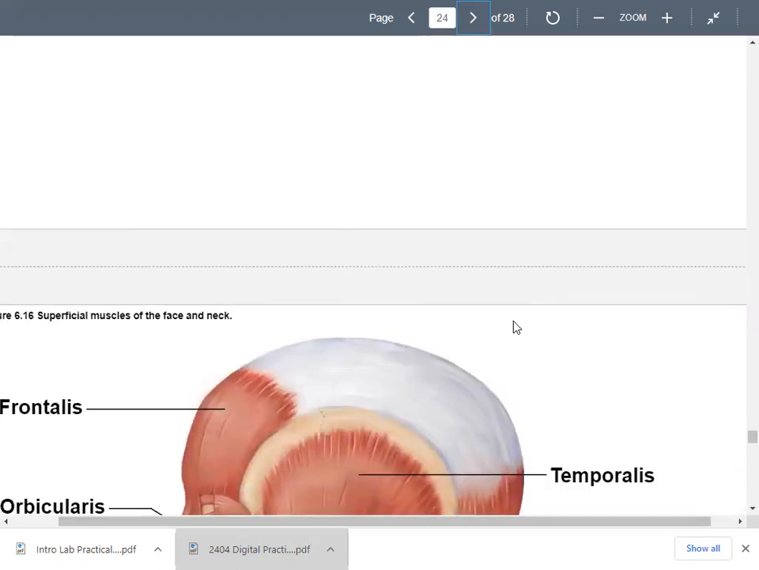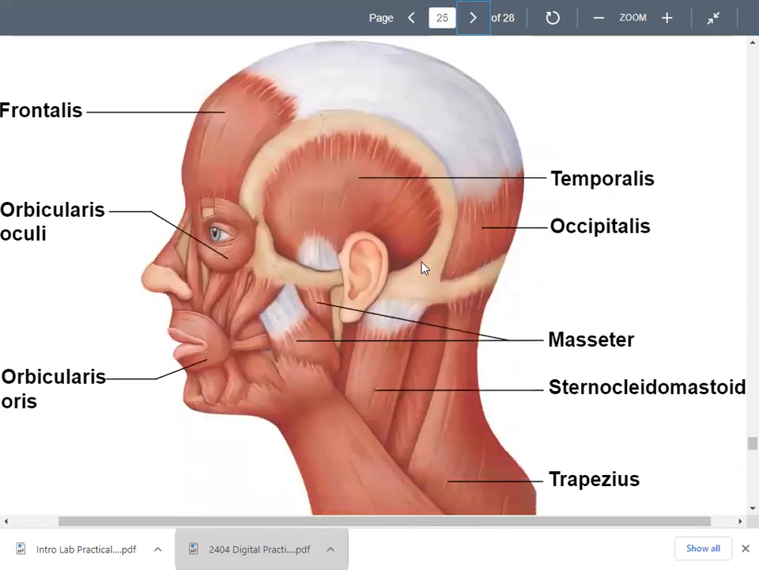Okay, muscles. All right, so the muscle in the forehead is frontalis, on the side of your head, temporalis, back of your head. Okay, around your eye, orbicularis oris, around your mouth. Oh, sorry, I got that backwards. Around your eyes, orbicularis oculi, because oculi is eye. Around your mouth is orbicularis oris. On your cheek, the masseter.